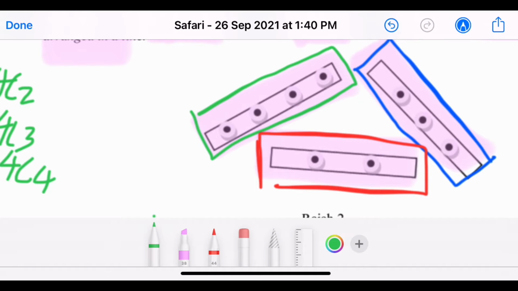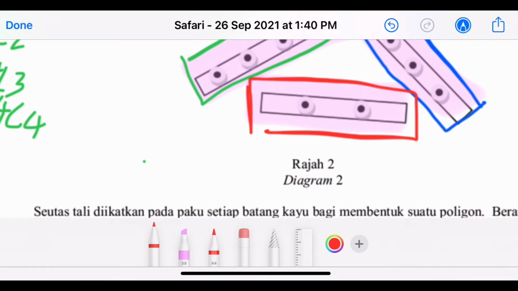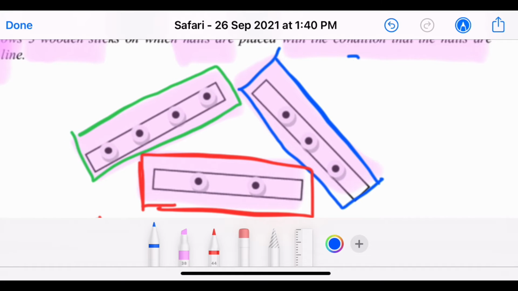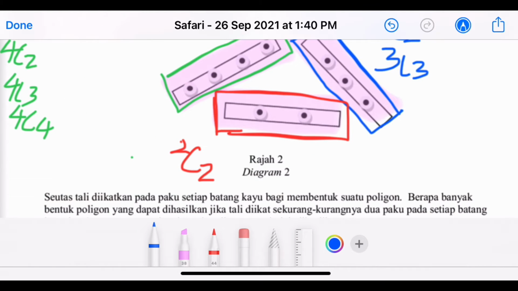All right. For the red one, because there are only 2, it's a must to have 2C2. It's compulsory, at least 2. And then for the blue one, it is at least 2, so we can choose 3C2 or 3C3. So we can form many combinations.